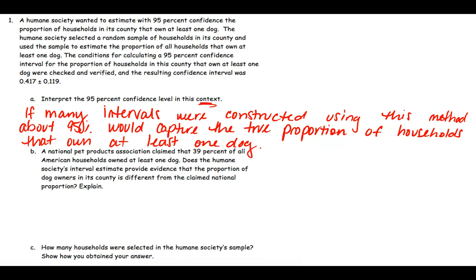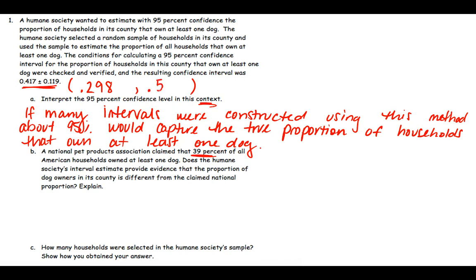For part B, in order to assess this 39% claim, we want to see whether or not that is consistent or inconsistent with our interval. So because my interval here is just written as my estimate plus or minus a margin of error, I probably want to calculate those endpoints to get that lower and upper bound. So my lower bound would just be 0.417 minus the margin of error of 0.119. So it'd be 0.298. And then my upper bound would just be 0.417 plus the margin of error of 0.119.